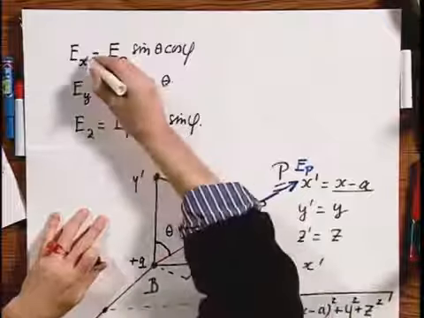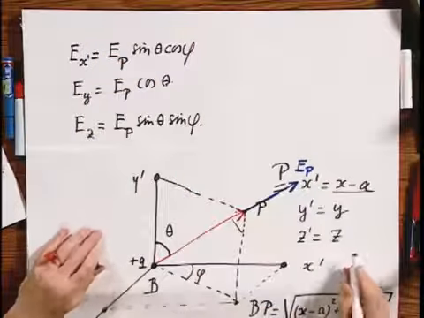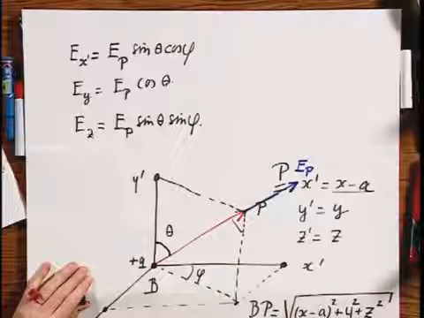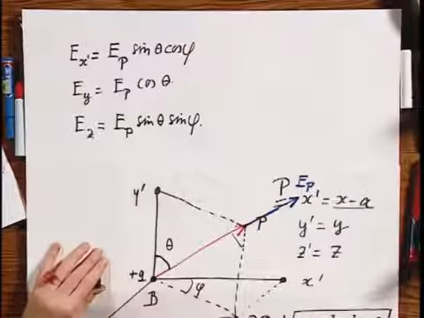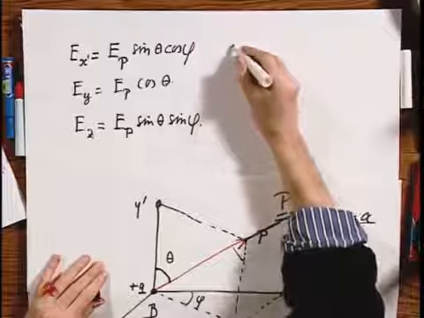Maybe I should have said here x prime. The component in the x prime direction. Okay. Now, what is cosine theta?